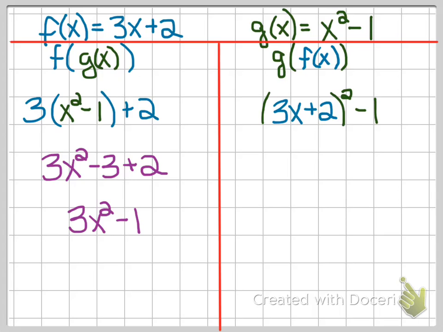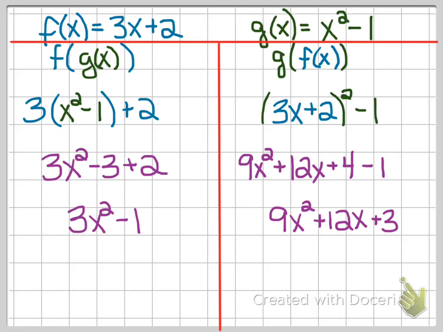Now instead of distributing a number, we're actually going to use double distribution, or some people refer to it as the FOIL method. And we get 9x squared plus 12x plus 4, take away 1. We identify our like terms, and we simplify to become 9x squared plus 12x plus 3.